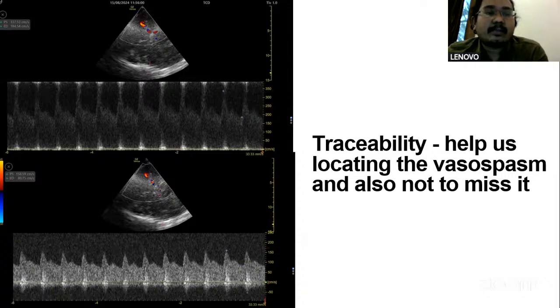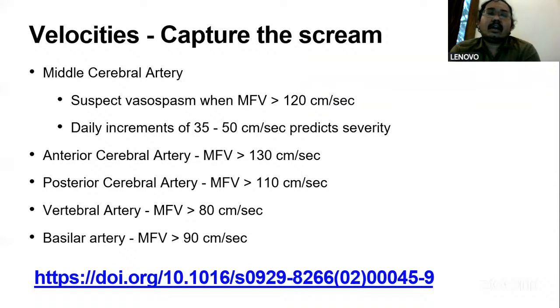So once you put a color Doppler, you would like to trace either from proximal to distal or distal to proximal. We would like to insonate the vessel bit by bit and find out where highest velocities are happening. So that is what traceability is. So it improves the sensitivity of detection of vasospasm. So once you insonate the blood vessel, you would get some velocities. So for vasospasm evaluation, we would like to capture mean flow velocities. So for different arteries, we have different velocity criteria to suspect vasospasm.